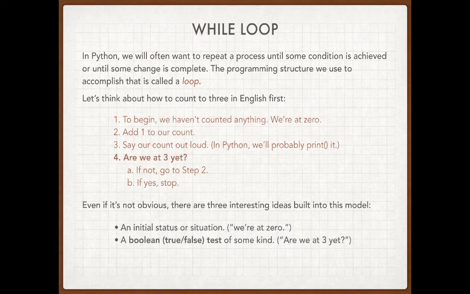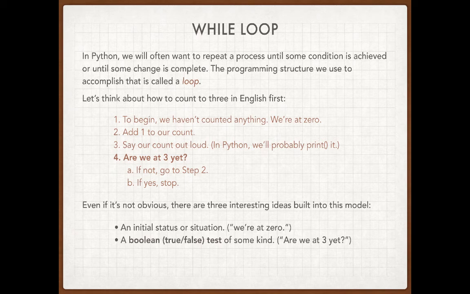There is a boolean test of some kind. Remember George Boole, there's no maybes, there's no probablys, there's no kind ofs. Everything is either totally true or totally false. In this case, our boolean test is, have we got to 3 yet? That's an easy decision for us to make, and it's not partly, it's yeah, we're there, or no, we're not there yet.